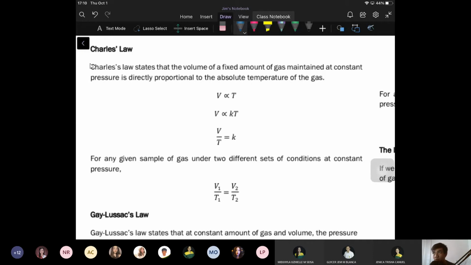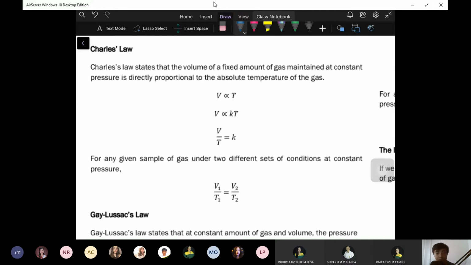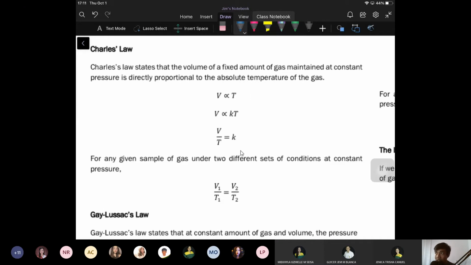So yun lang yung idea with Charles' law. As you increase the temperature, the volume increases. That means the gases want to occupy more space kasi mas magalaw sila. Ayaw kasi ng gases na dikit-dikit sila. Gusto nila hiwa-hiwalay, spread out sila. So that's the idea for Charles' law. Okay, so they are directly proportional. If you increase the temperature, the volume of the gas increases. But if you decrease the temperature, the volume will decrease.